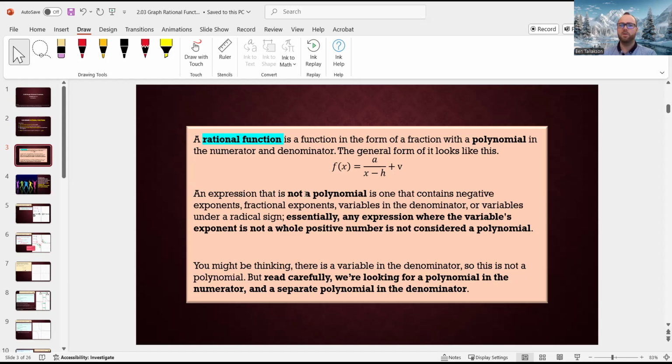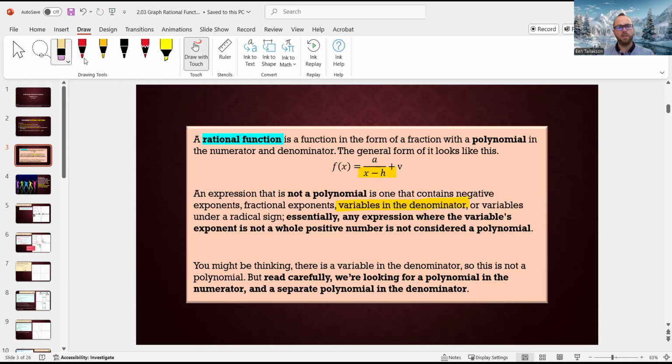An expression with a polynomial that is not a polynomial is one that contains negative exponents, fractional exponents, variables in the denominator, or variables under a radical sign. So essentially, any expression where the variable's exponent is not a whole positive number, well, that's not considered a polynomial. And you might be thinking, wait a second, this said a polynomial can't have variables in the denominator, and I see variables in the denominator.